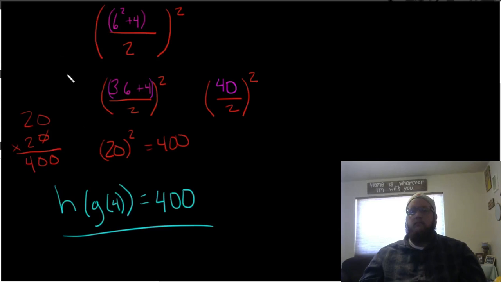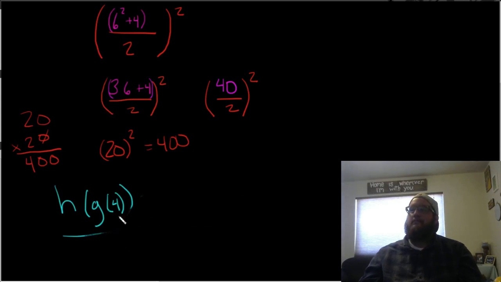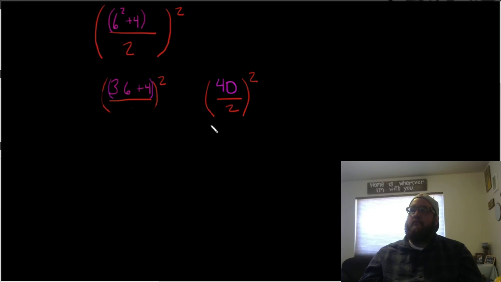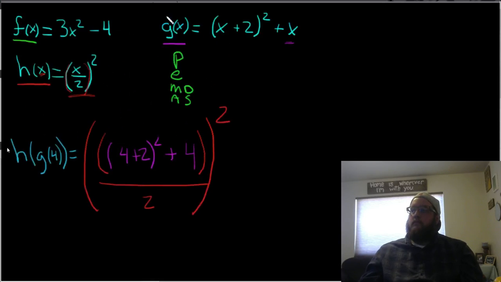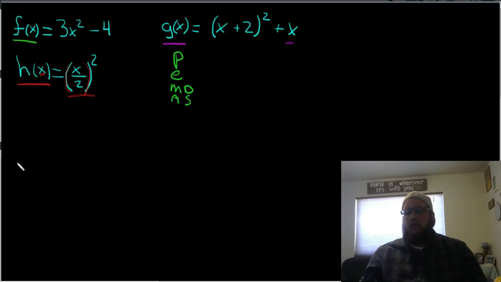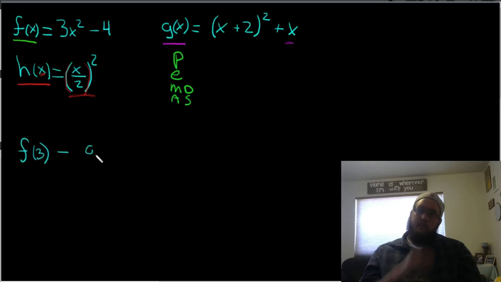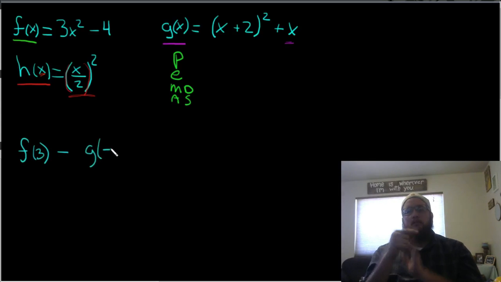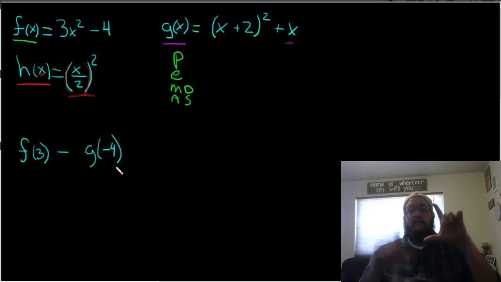Alright, take a minute to make sure you got all of this down, and I'm going to go ahead and erase. Alright, so let's do another example. We'll do f of 3 minus g of negative 4. Let's do that.